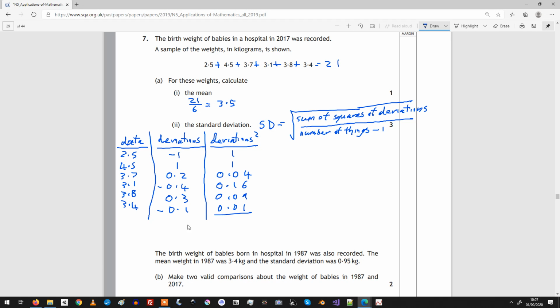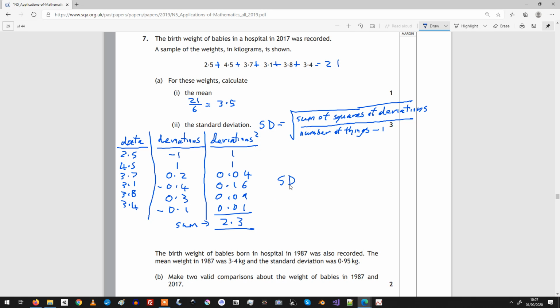And now you have to add those up, and you get 21. Do you? No. No, you don't get 21, you get 2.3. Looking at my answer there, when you add all those up you get 2.3. So that is the sum of the squares of the deviations.